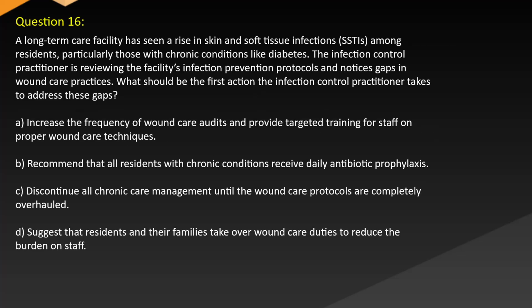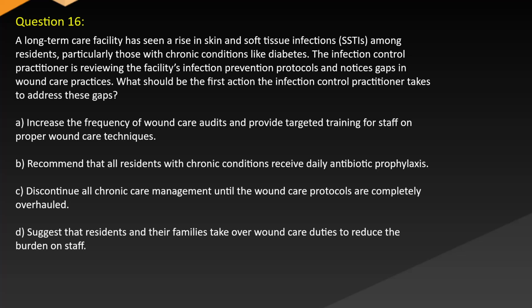Question 16. A long-term care facility has seen a rise in skin and soft tissue infections (SSTIs) among residents, particularly those with chronic conditions like diabetes. The infection control practitioner is reviewing the facility's infection prevention protocols and notices gaps in wound care practices. What should be the first action the infection control practitioner takes to address these gaps?